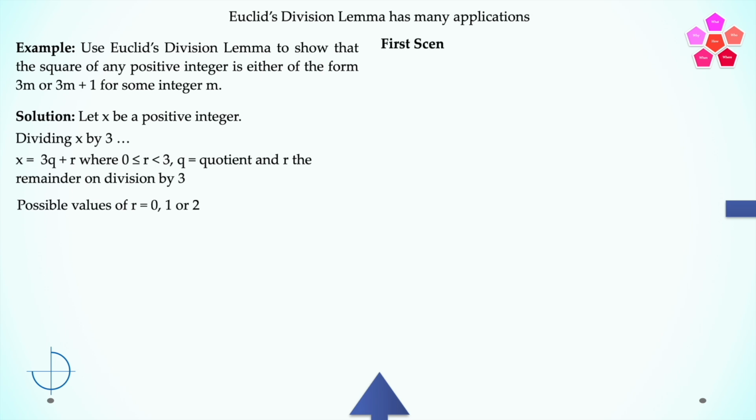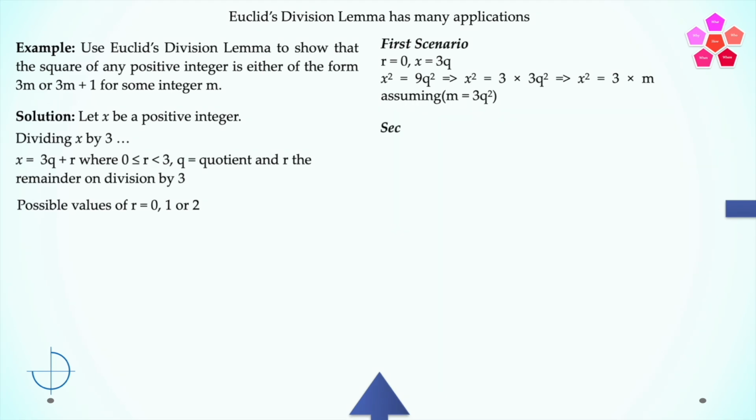Let's take the first scenario where r is equal to 0, which implies that x is equal to 3q. Squaring both sides, x square is equal to 9q square, which implies that x square is equal to 3 multiplied by 3q square, which in turn reminds us that x square is equal to 3 times m, where we assume that m is equal to 3q square.